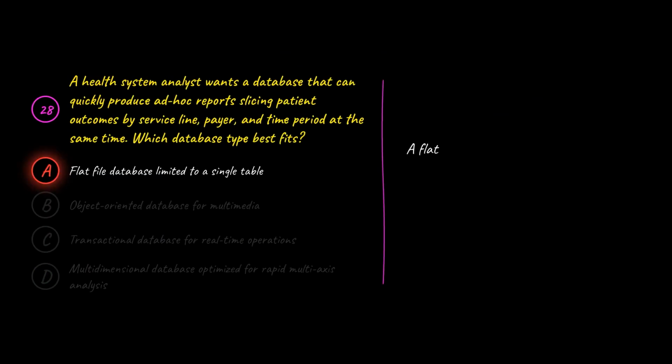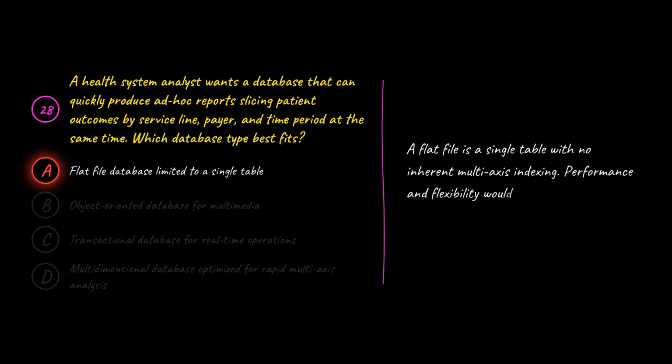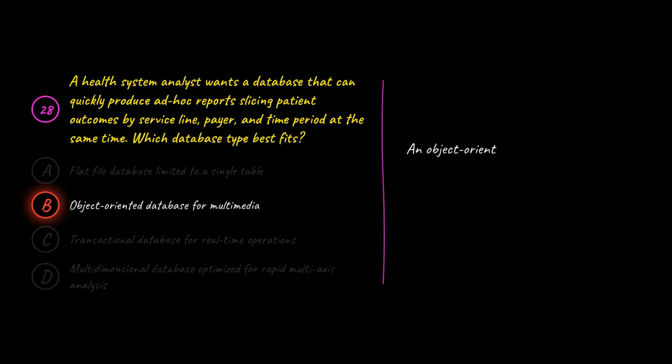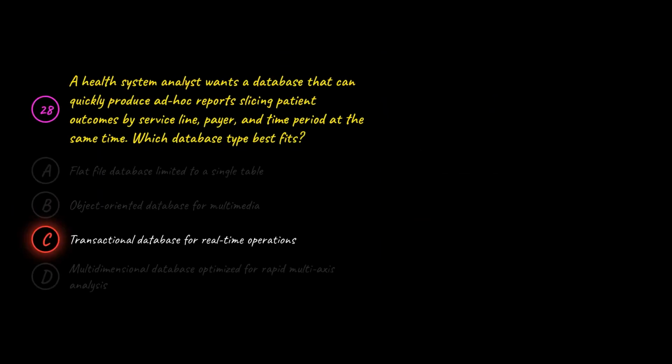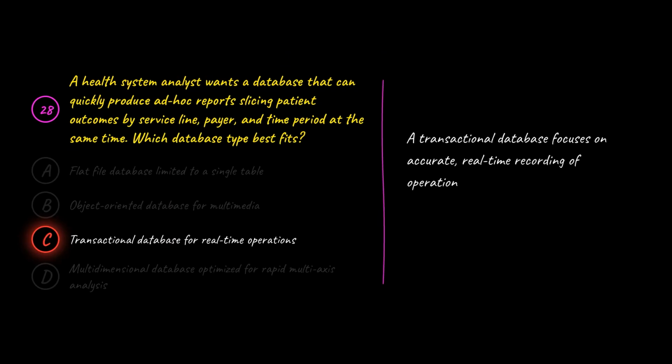A is wrong because a flat file is a single table with no inherent multi-axis indexing. Performance and flexibility would suffer at the scale described. B is wrong because an object-oriented database specializes in storing complex objects like images or video, not analytical slicing of tabular outcomes. C is wrong because a transactional database focuses on accurate, real-time recording of operational events and rollback safety. Ad hoc analytics is not the strength of that design.